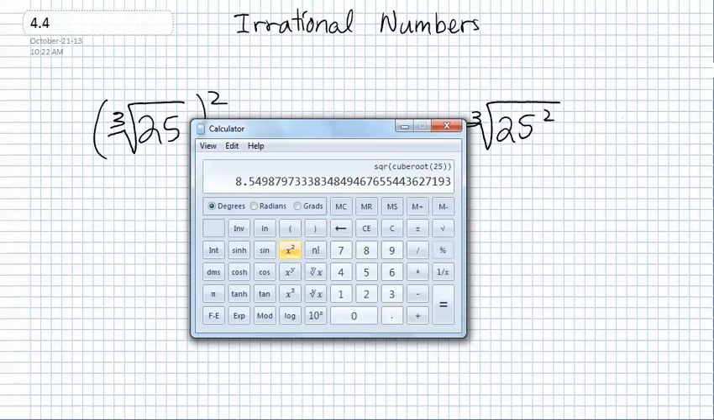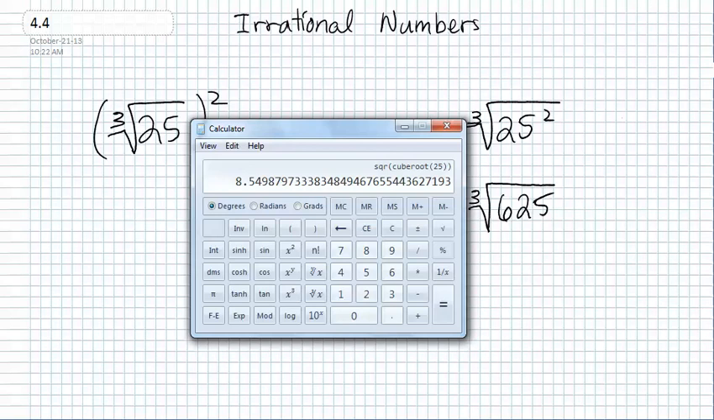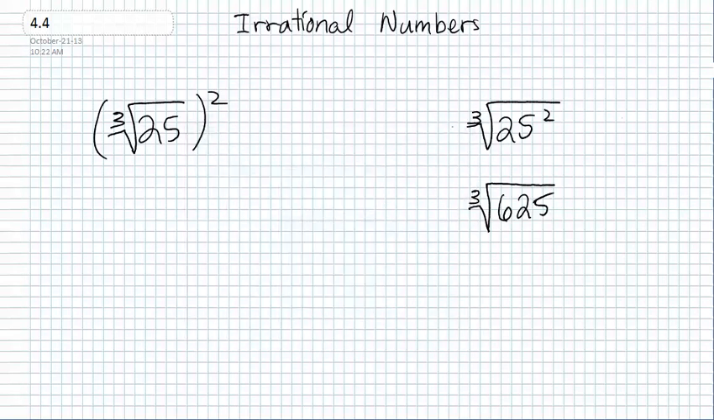Okay, well now let's have a look at the other side. In other words, we're going to take the cube root of 625 because that's what 25 squared is, 625. So there's the previous answer, 8.5498 below. Now let's do the cube root of 625. And boom, look at that, the exact same thing. So yes, they are in fact exactly the same. So that means that these two things are the same, they are equal.